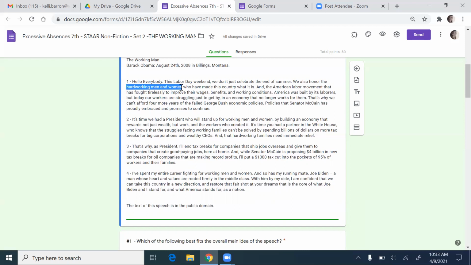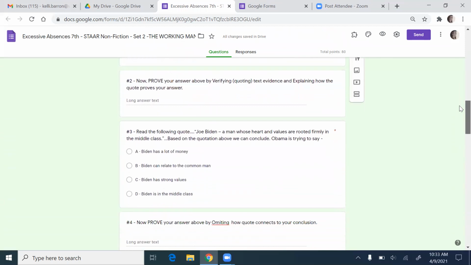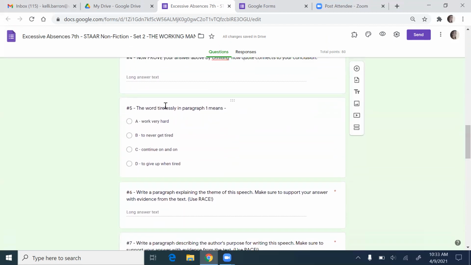A lot of times in eighth grade, this goes even further. But today, it's in the sentence before. So they're comparing the American labor movement to hardworking men and women. All right, so we come down here and say, okay, if it has to do with hard work, they work very hard. So does it mean they never get tired? Because the word itself, if I just look at the word tireless, I pulled it apart, it should mean to never get tired. That's not it. It's about the context clue. To continue on and on, okay, yes, it does. Or to give up when tired. Well, we know it's not D. D's the obvious wrong. So which one's better?